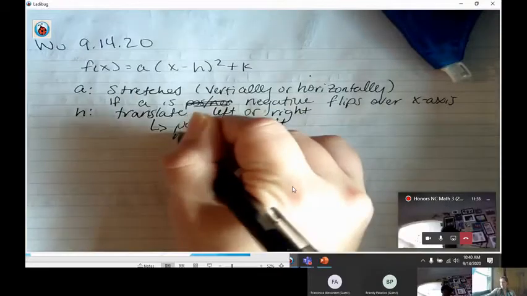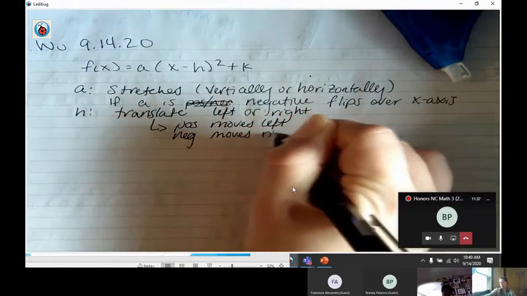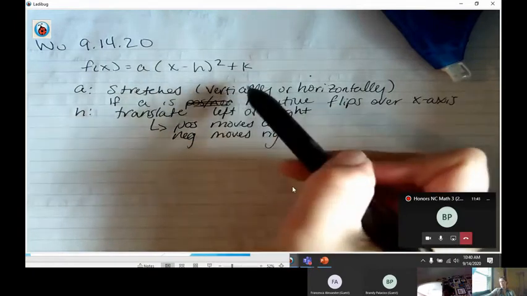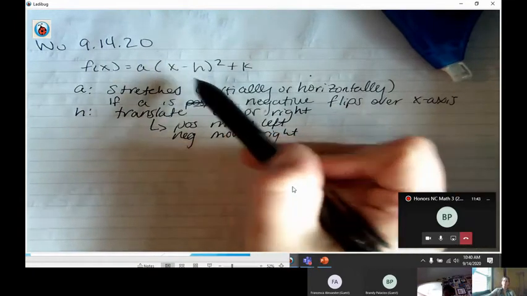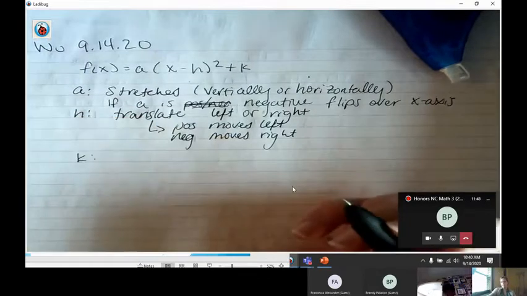If it's negative, it's going to move to the right. So this one would move it to the right h units. If it was a plus sign, it would move it to the left h units. Okay, and then Tanaya, will you help me out with K?